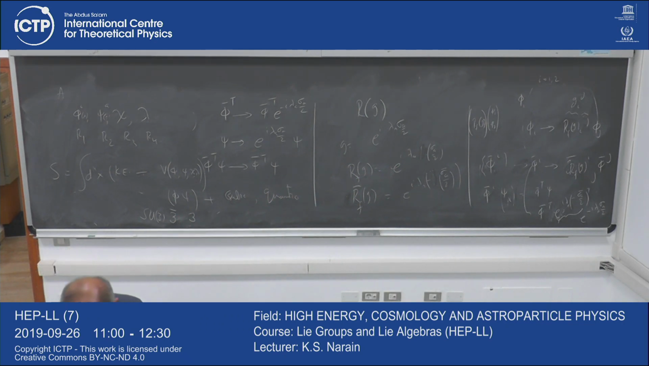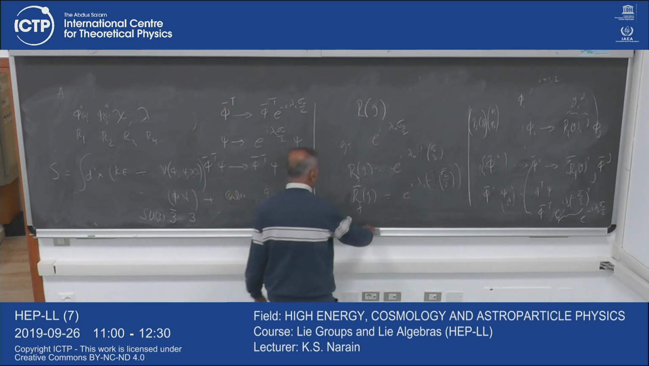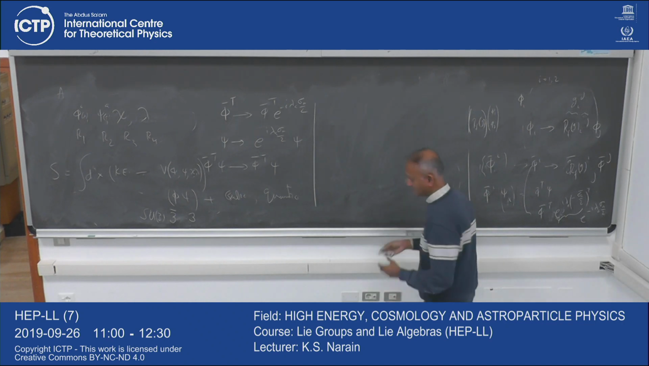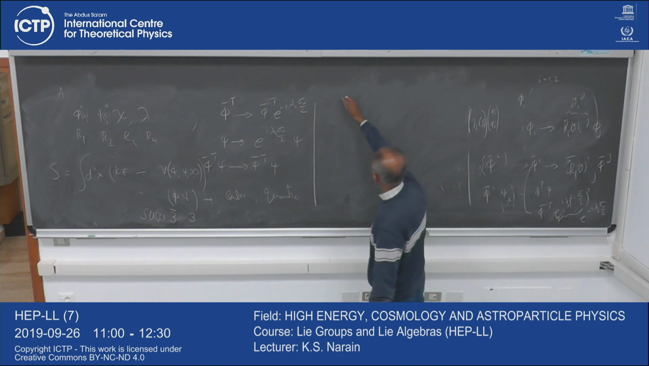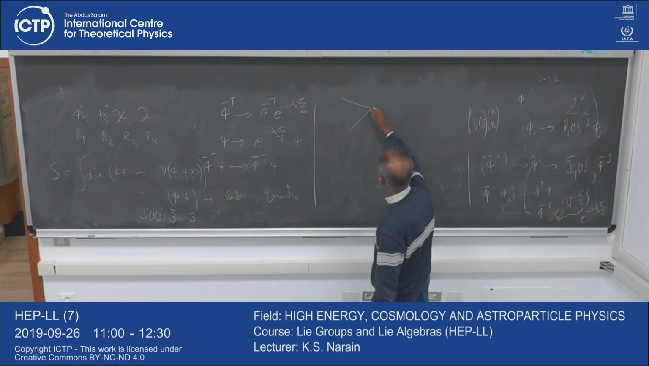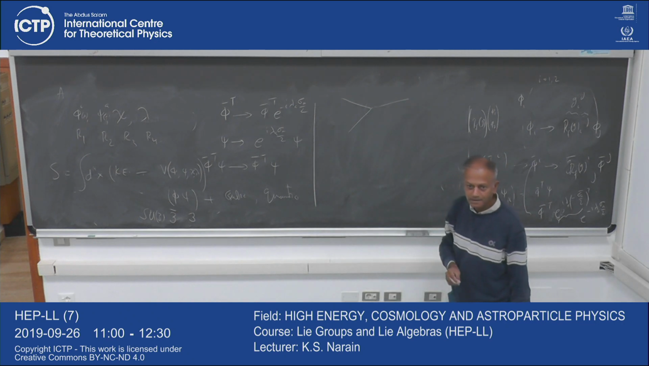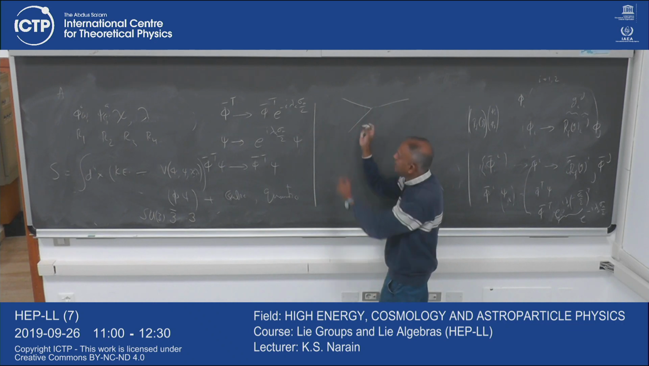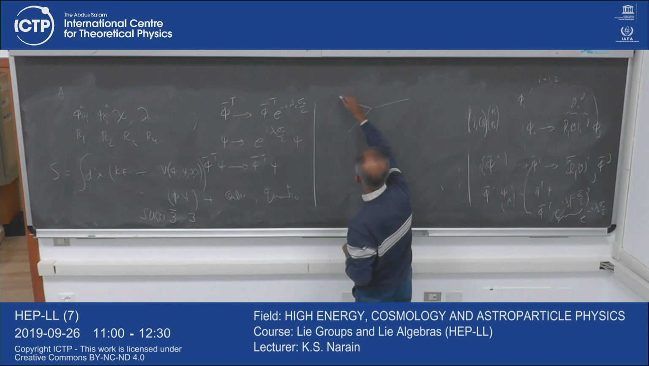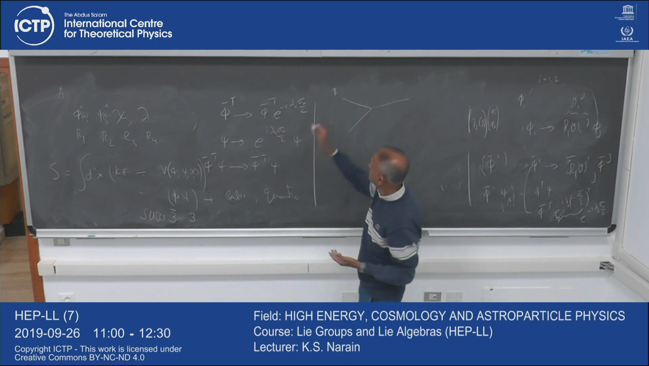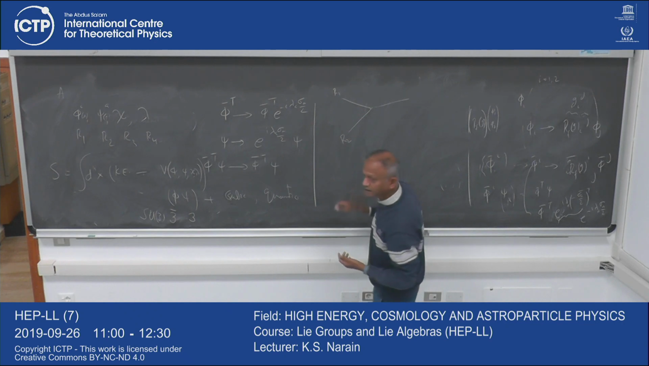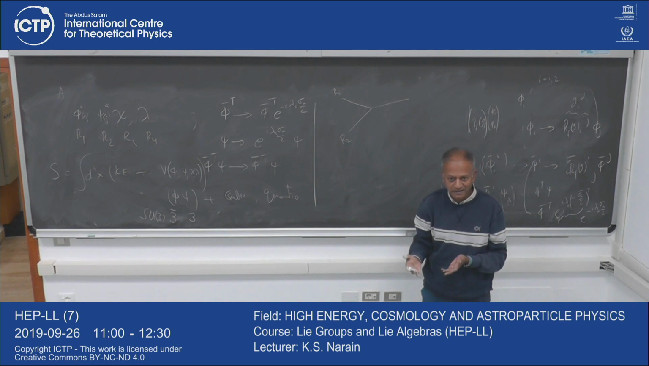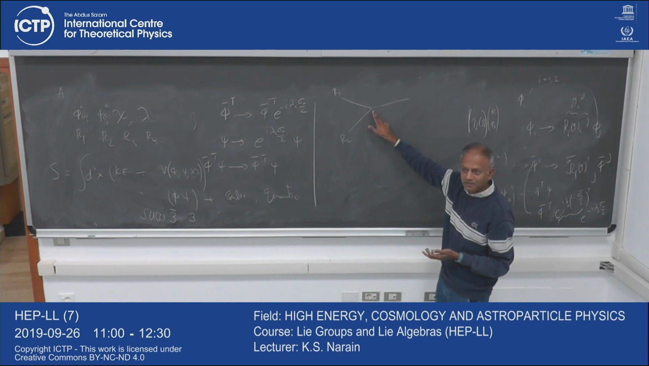Another application is the following. Suppose I have some process where two particles come, interact, and a third particle comes out. You shoot two particles at each other, and somehow a third particle comes out. Let's suppose this particle is transforming in some representation R1 of some symmetry group, and this one is transforming under some R2. Now, this group is a symmetry of the theory, so the interactions must preserve that symmetry.